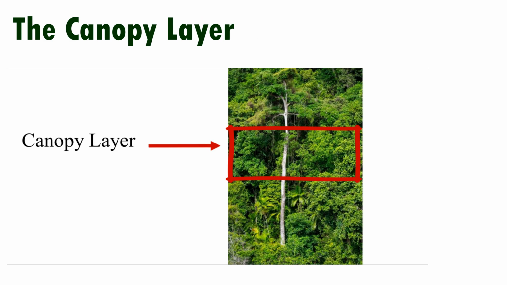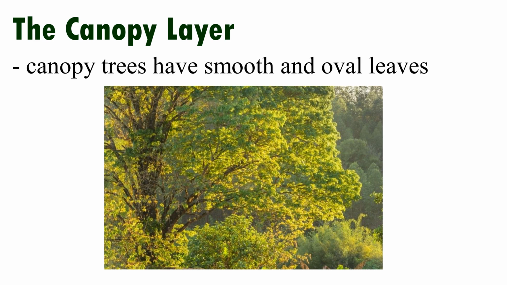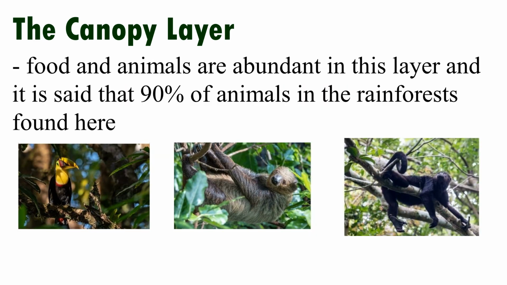The canopy layer. Canopy trees have smooth and oval leaves. Food and animals are abundant in this layer, and it is said that 90% of animals in the rainforest are found here.